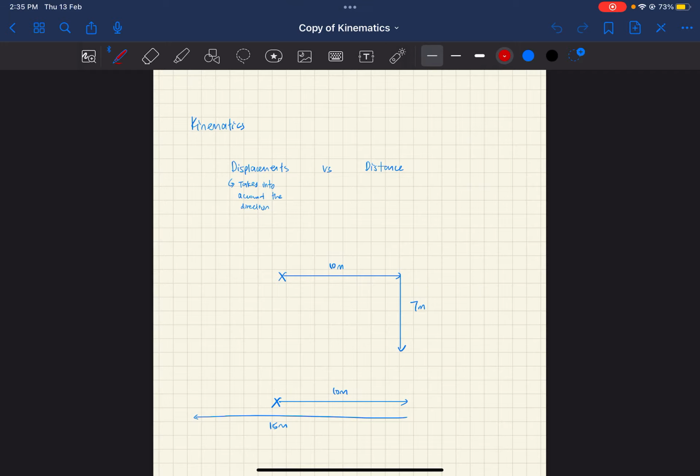So for today, I'll be covering your kinematics chapter, which is required for your WA as well as your end of year exams as well. So for kinematics, this chapter is maybe a bit tedious at the start, but once you get used to it, it should be okay. So let's get started.